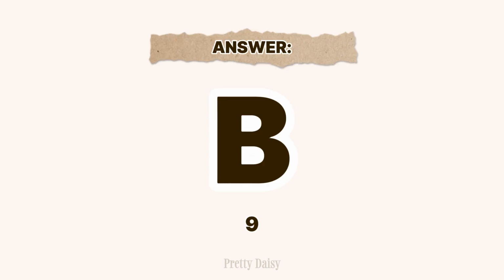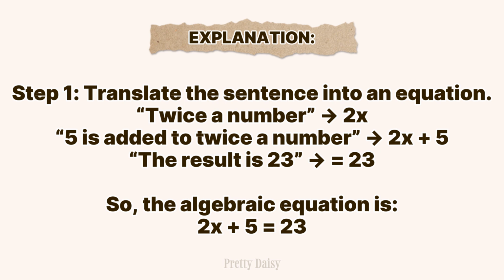Answer: B. 9. Step 1. Translate the sentence into an equation. Twice a number means 2x. 5 is added to twice a number means 2x plus 5. The result is 23 means equals 23. So the equation is 2x plus 5 equals 23.